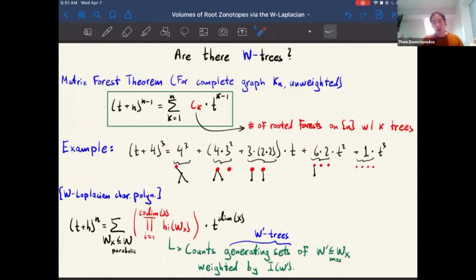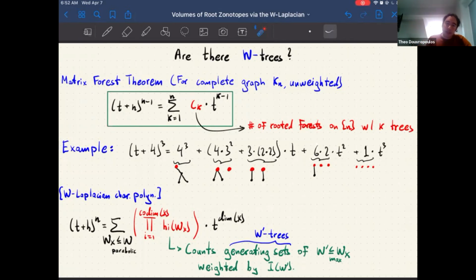So at the beginning of my talk, I described the tiling of the root zonotope for A_n, and this was the same way that you get the volume of the permutahedron, and this involved indexing the tiles by trees. So do we have a version of W trees then? And so I want to give you two ideas to compare.